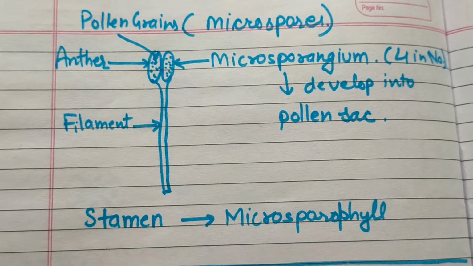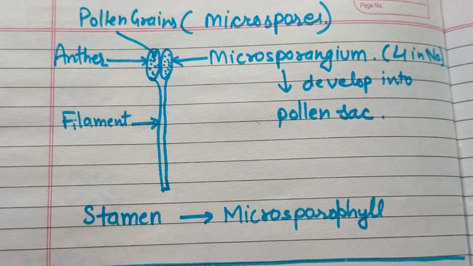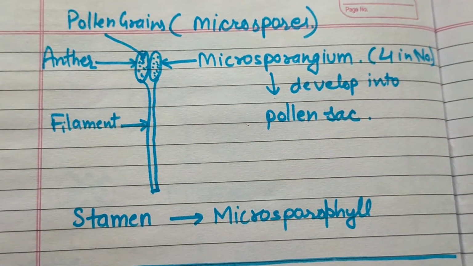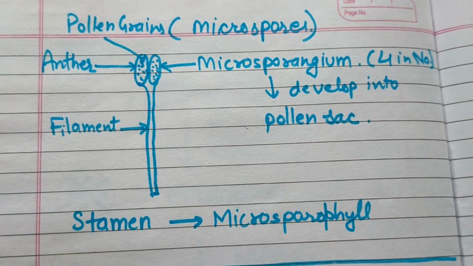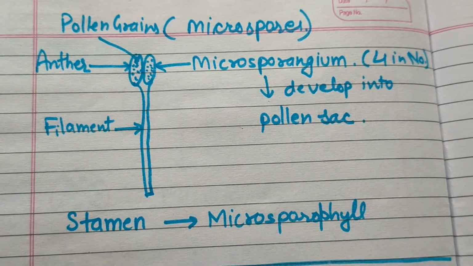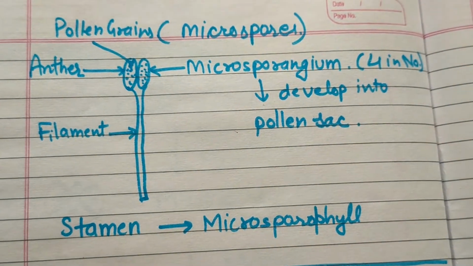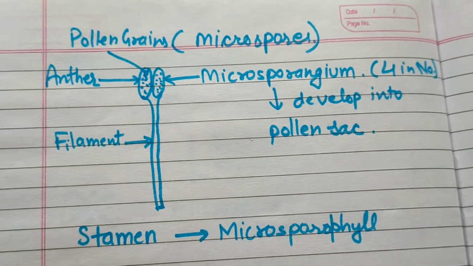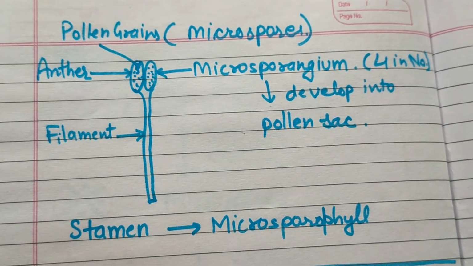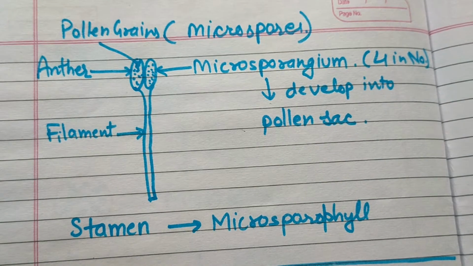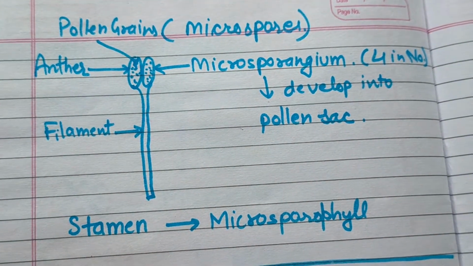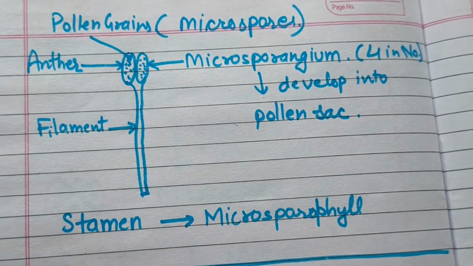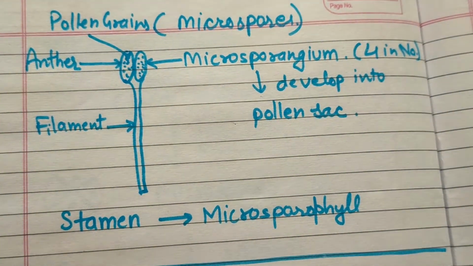Then this sac in which the pollen grains are present is the microsporangium, and there are four microsporangium. Actually, microsporangium develops into pollen sac. So there are four pollen sacs, it means four microsporangium will be there. Pollen grains are the mature form of microspores. So just remember that pollen grains means microspores, anther means microsporangium, but remember, 4 in number.